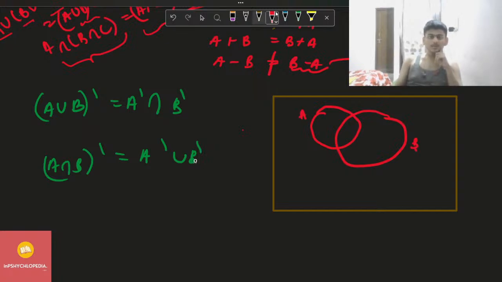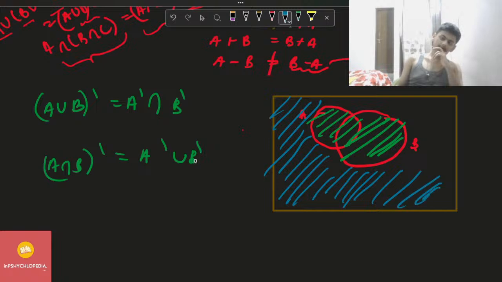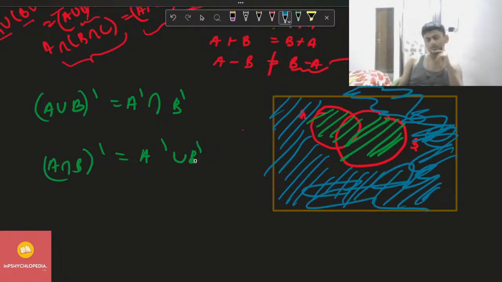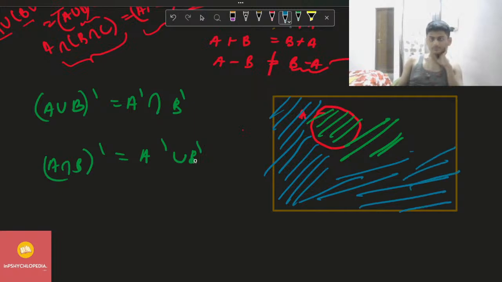Now A union B is the region marked with green. So everything in A and everything in B, and the complement of this is the region marked with blue, everything leaving the green part. So yeah, this is the whole part. Yes. Now I think I will have to make it again. Okay, let this go.